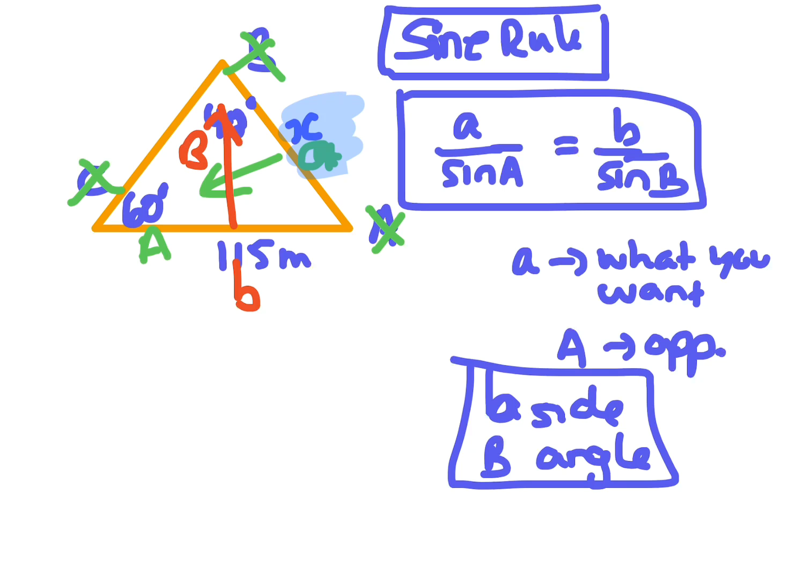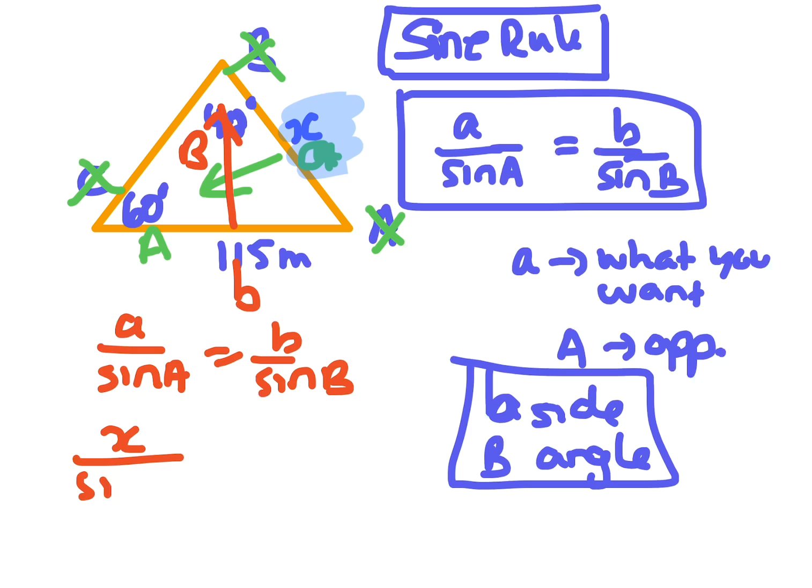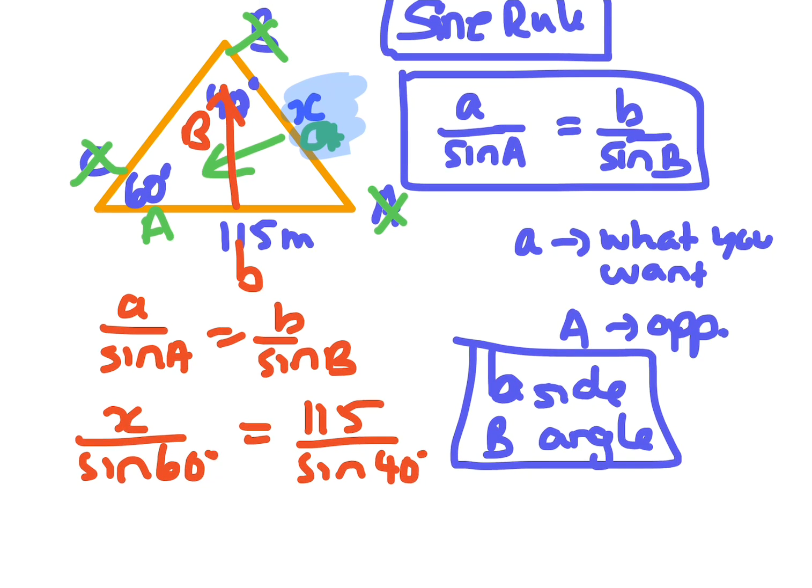So subbing it in, little a over sine A equals little b over sine B. So little a would be x, and that's over sine 60, equals little b, which is 115, and that will be over sine 40. Now, we're nearly there, but we need to get x by itself.